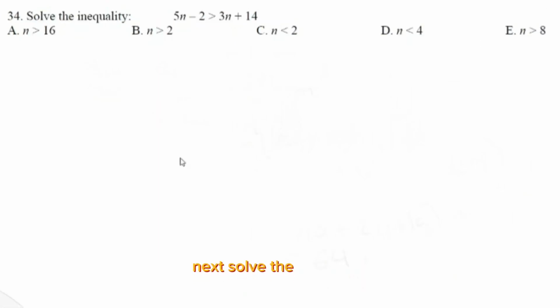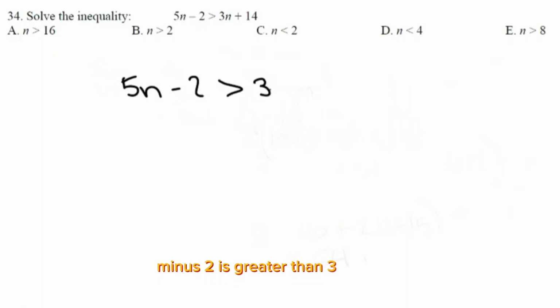Next, solve the inequality 5n minus 2 is greater than 3n plus 14. We're just trying to find out the value of n, or the range of values of n. We can just solve this like a regular equation. So we have 5n minus 2 is greater than 3n plus 14.